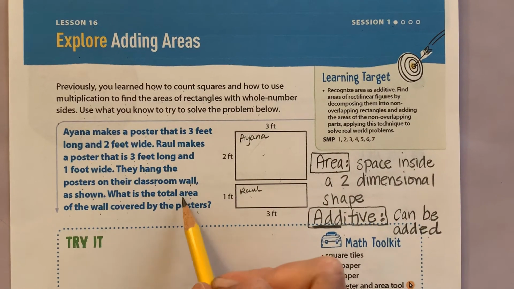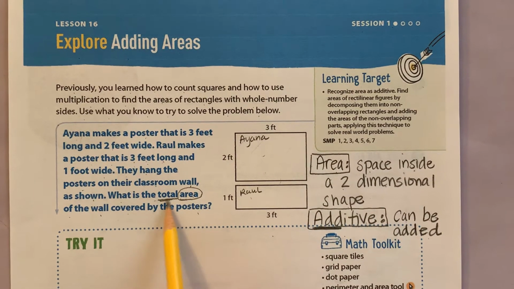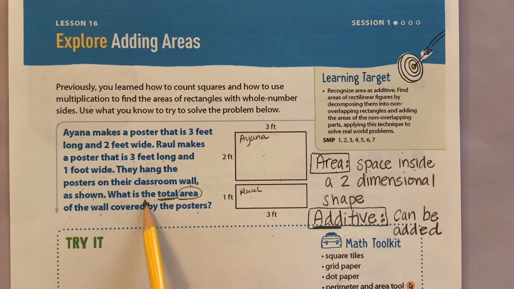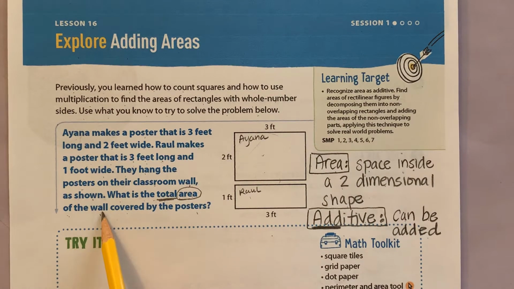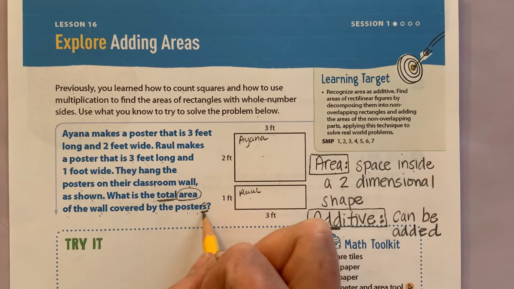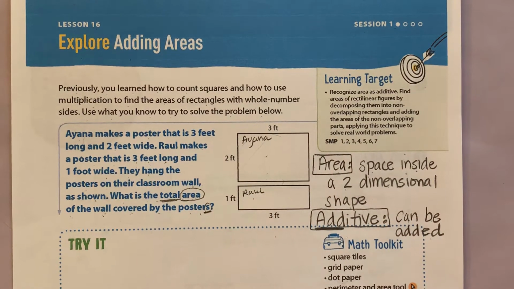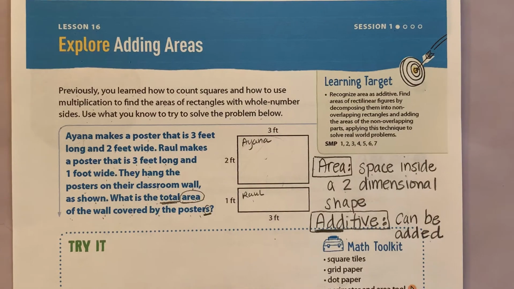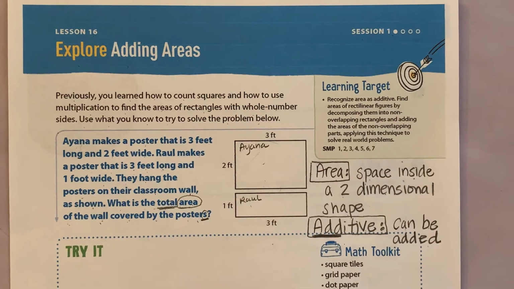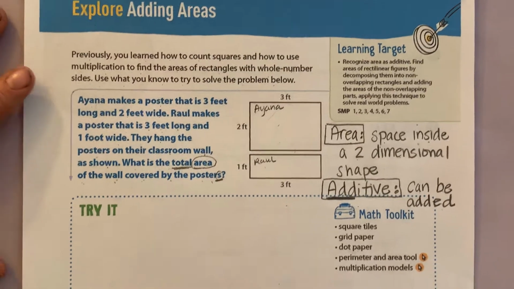I noticed some words. Remember, we've been doing area. What is the total area? Total means they want to know this area and this area. What is the total area of the wall covered by the posters? Do you notice that S? Posters. They want to know the area of both posters on the wall. How would you solve this? If you just had to solve it right now, what would you do? Go ahead and pause the video and sketch what you would do. Okay, do you have a sketch?